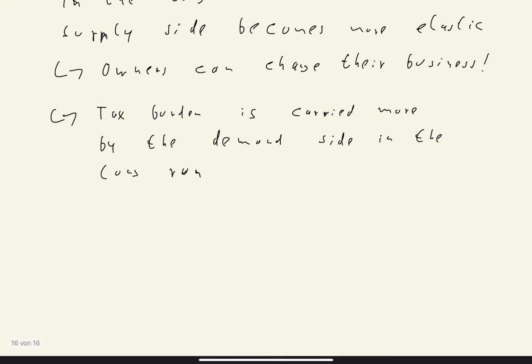Let me just again put something here. So how does a more elastic demand curve look like? So let's draw the demand curve as before. So again, on the y-axis, you have the prices. On the x-axis, you have the demand, so the rooms per night. This here is the demand curve. And if you now have a more flat supply curve, something like this. So this is the supply.